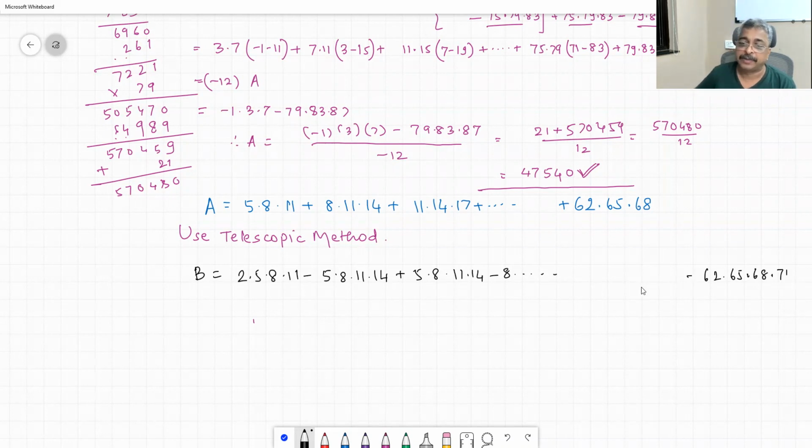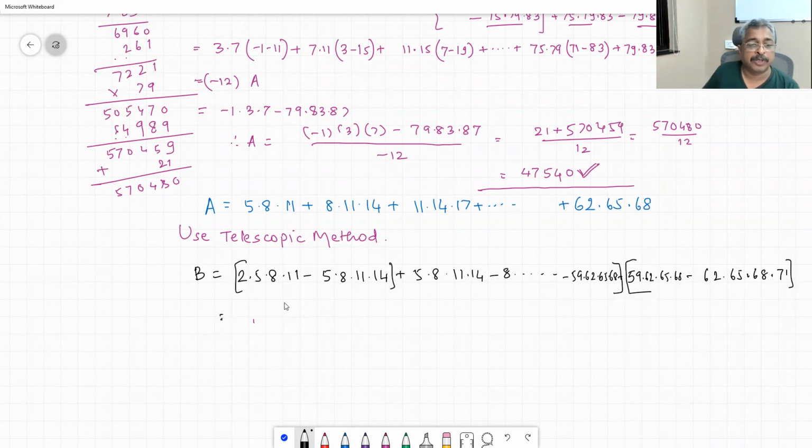This is subtracted, correct? And what will be the term before that? The term before that will be 59, 62, 65, 68 with positive sign and with negative sign term 59, 62, 65, 68, and then you create brackets like this.